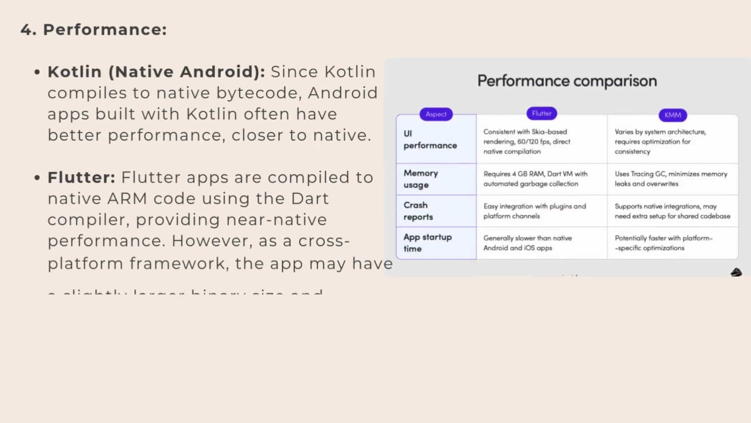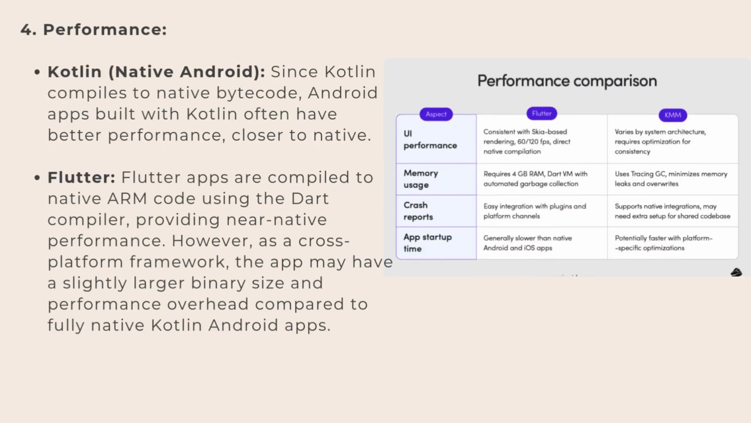4. Performance. Kotlin, native Android. Since Kotlin compiles to native bytecode, Android apps built with Kotlin often have better performance, closer to native. Flutter apps are compiled to native ARM code using the Dart compiler, providing near-native performance. However, as a cross-platform framework, the app may have a slightly larger binary size and performance overhead compared to fully native Kotlin Android apps.